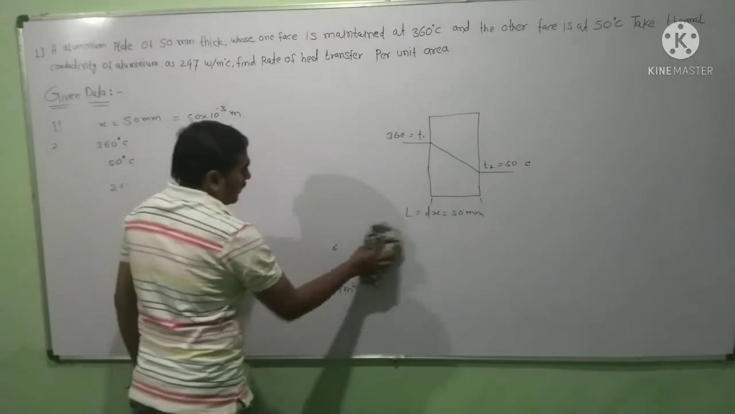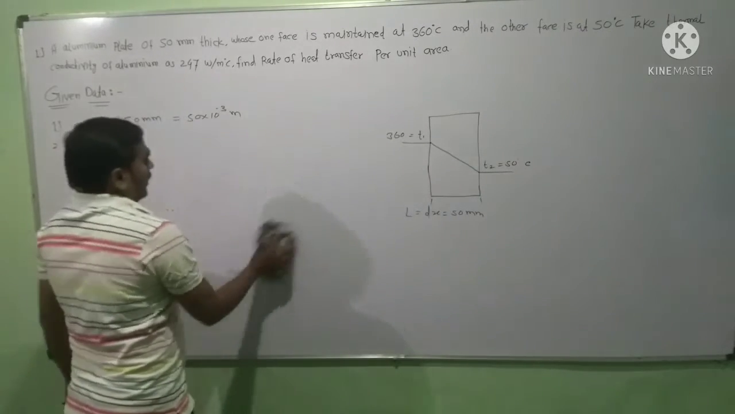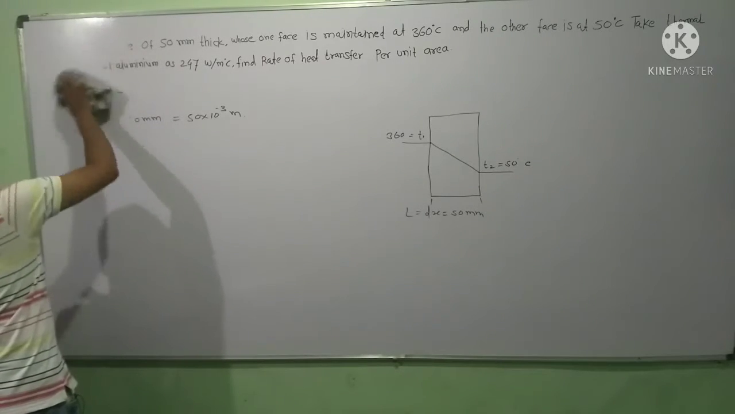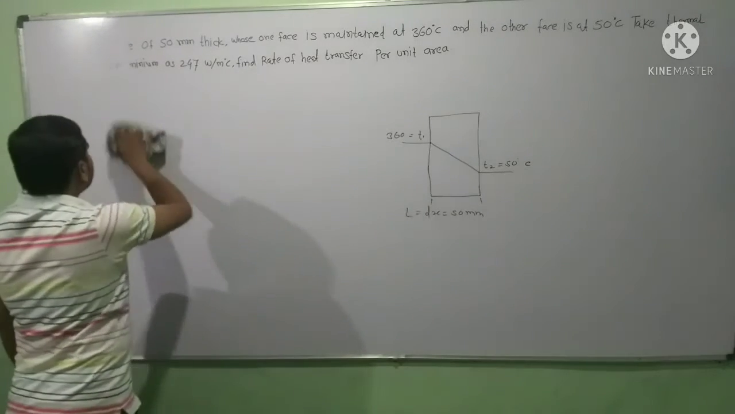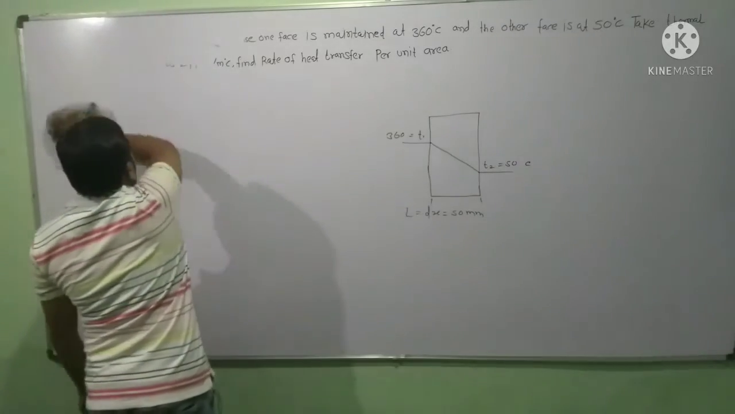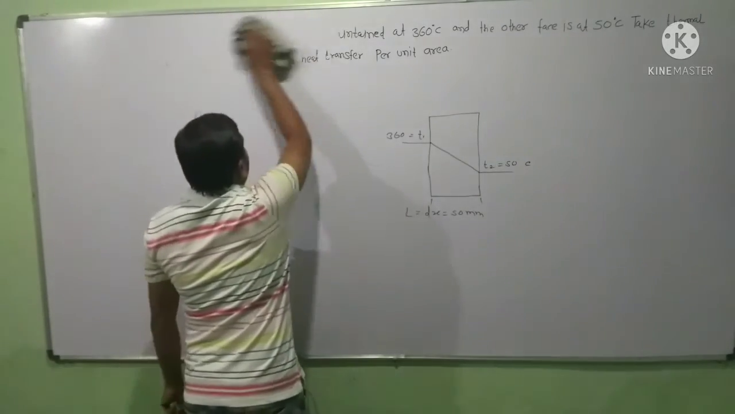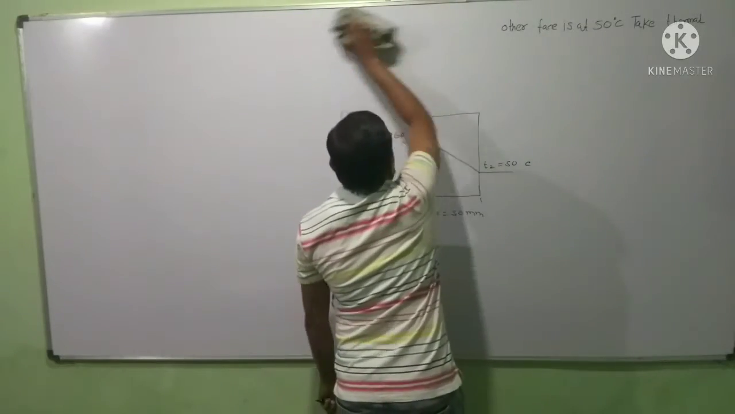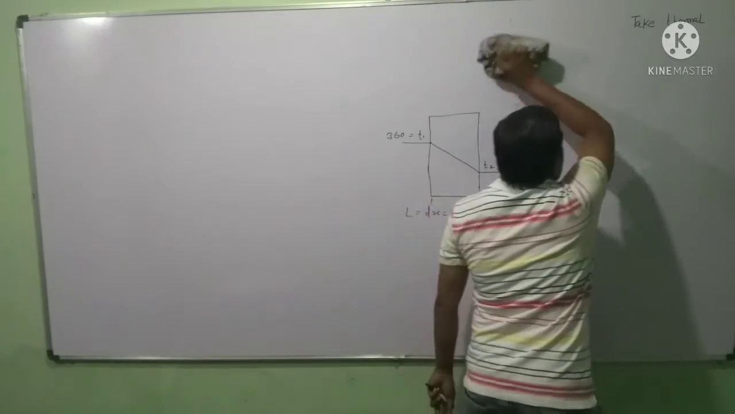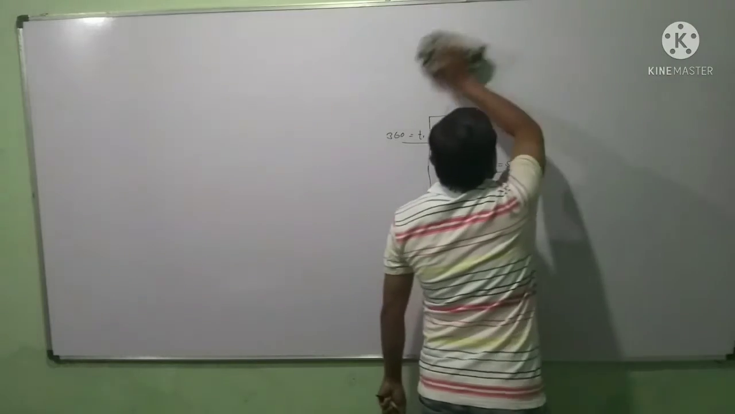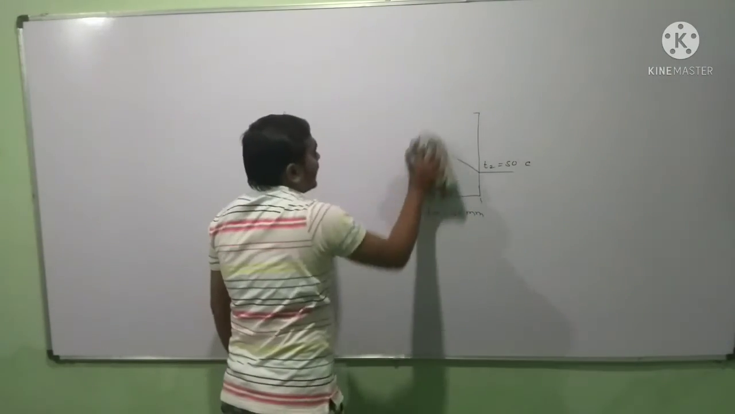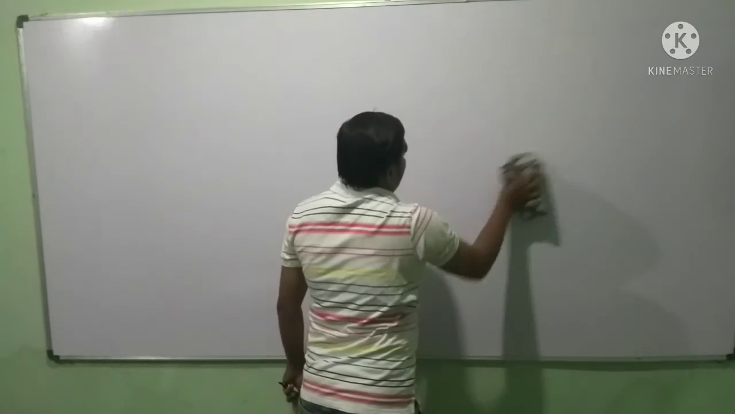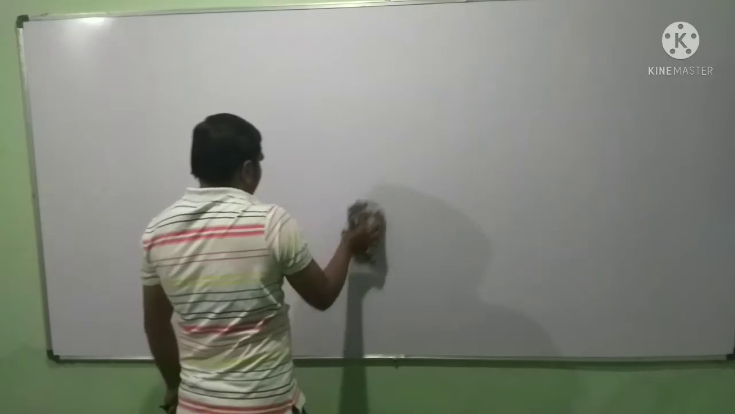Friends, we have to go for last lecture. In that I have told you what is Fourier's law of heat transfer. Fourier's law of heat transfer tells that rate of heat transfer is directly proportional to the area which is perpendicular to the direction of flow, and it is also proportional to the temperature gradient.